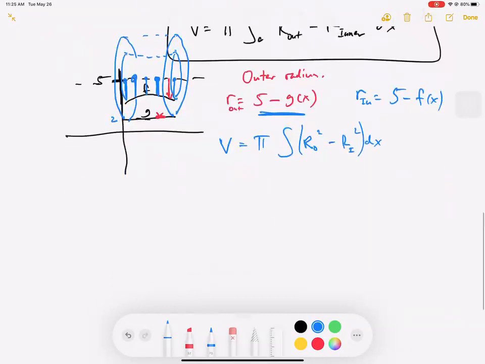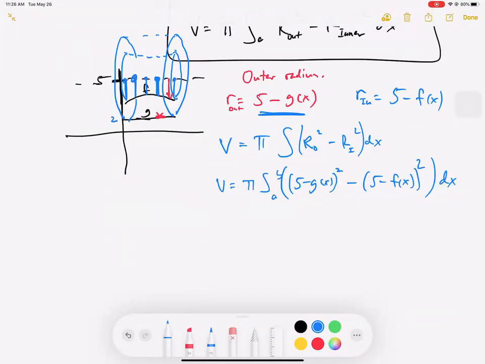So let's just plug in our outer radius, inner radius equation. The volume is pi, integral from a to b, whatever that would be. And the outer radius, just copy the equation. It's 5 minus g of x squared minus, okay, what's the equation of my inner radius? What's the inner radius here? Looking here, my inner radius is 5 minus f of x, close it squared, all multiplied by a little bit of dx to give it a little bit of width.